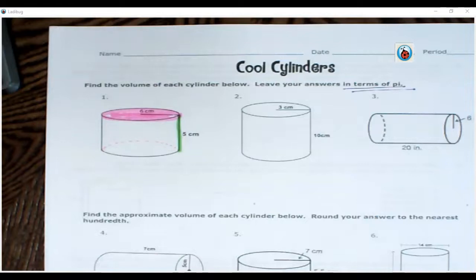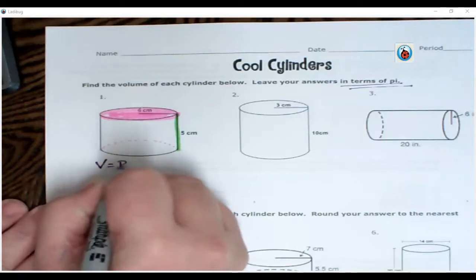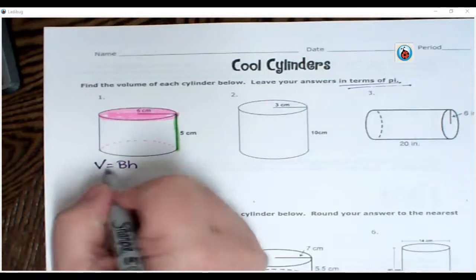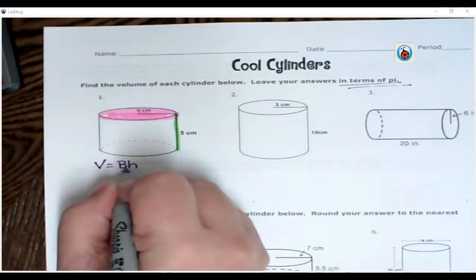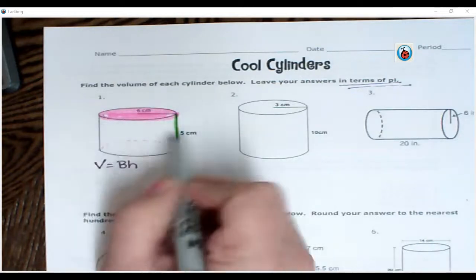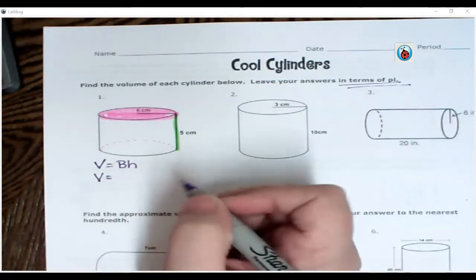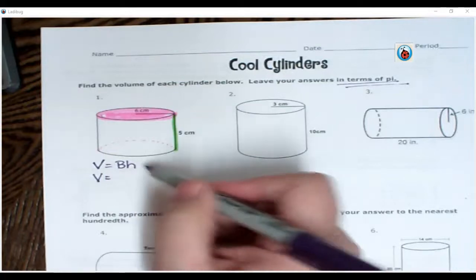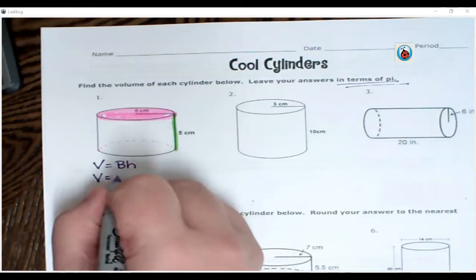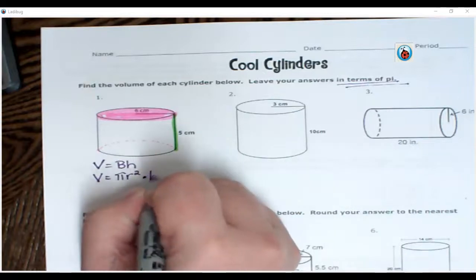All right, so the first step we're going to do is write the formula. Volume equals big BH. We're going to come down now, we're going to break down that formula because big B stands for area of the base. Well, if my base is a circle, I need to know how do I find area of a circle. If you did not know, area of a circle is also on your formula chart. Same with our volume formula. So big B, area of the base, area of a circle, is pi r squared, and then we're going to multiply that by the height.